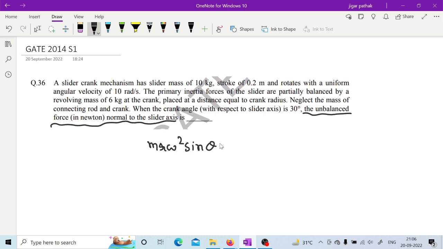What mass you have considered? So 6 kg. Mass is 6, right? As it is mentioned. Mass is 6. Radius is 0.1 meter, because stroke length is 0.2. Omega is 10 radian per second, and theta is 30 degree. So when you put all this, your answer will come around 30 Newton, right?